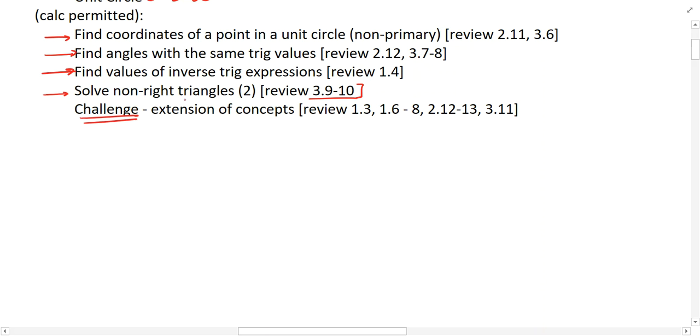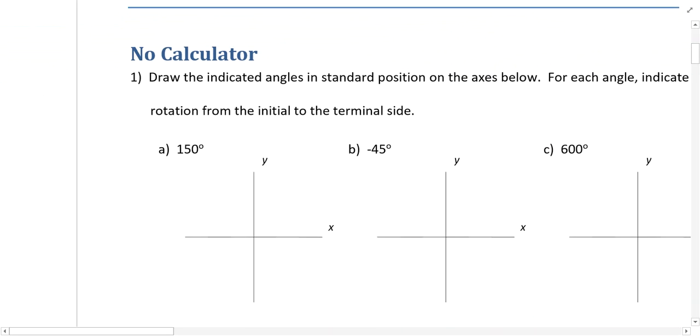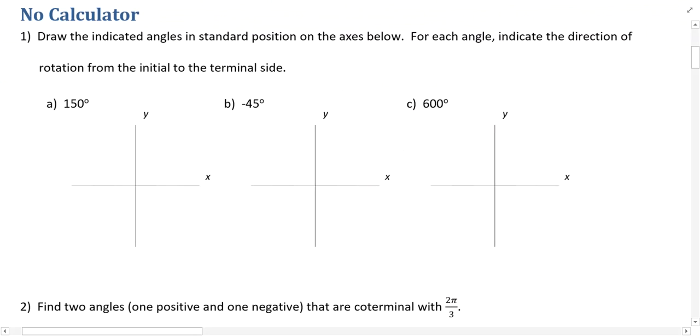Bonus questions will exist on this test, at least one, and it would be an extension of concepts that we've covered in this class. Essentially, if you review all of these sections from Math Excel, our textbook, you'll find some challenging word problems or diagram problems there that might be sufficient for bonus level work on this particular test.